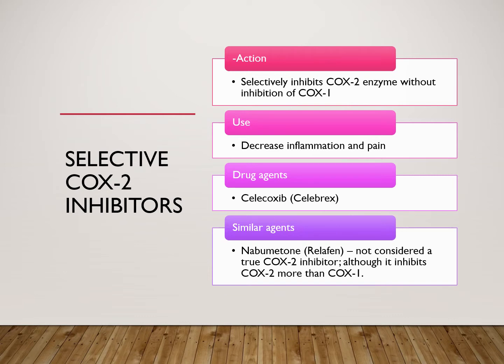Nabumetone or Relafen are not considered a true COX-2 inhibitor, although it does inhibit the COX-2 more than the COX-1. So it's just a very similar agent.